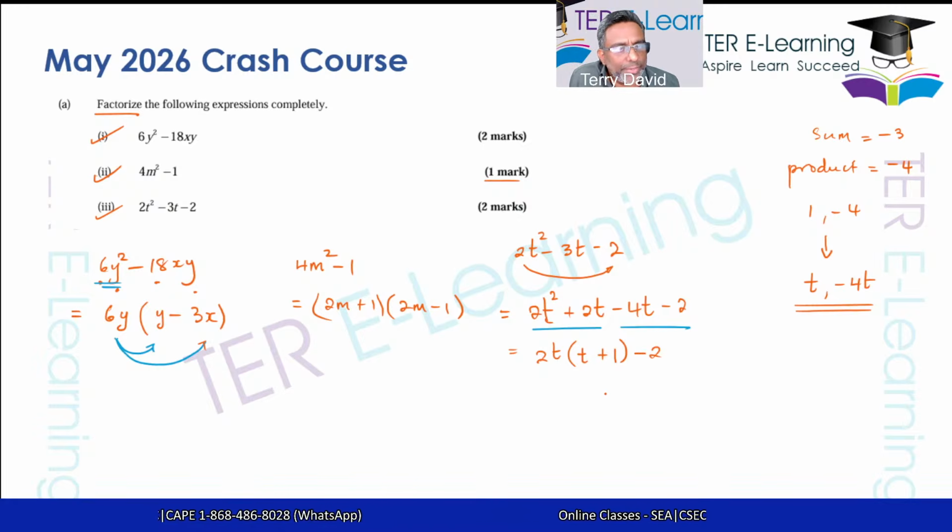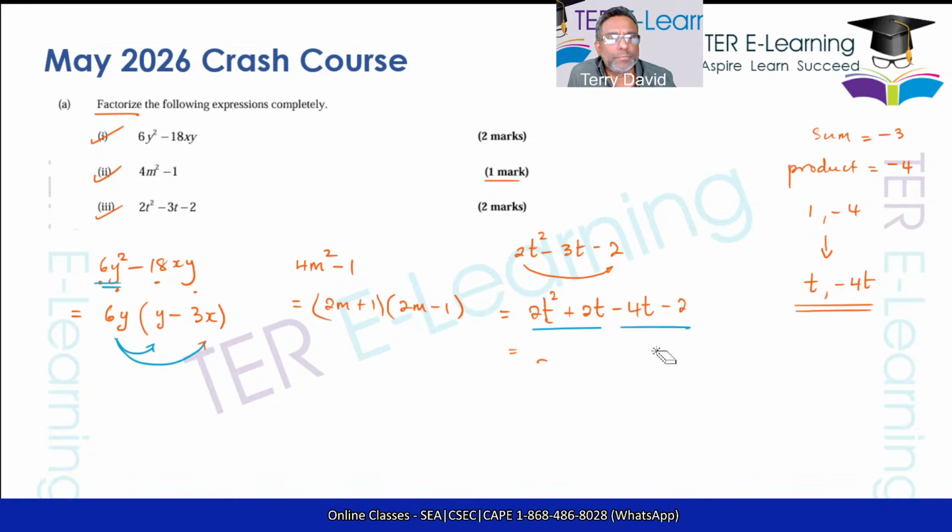Something looking wrong here. Hold on. Two t squared minus 3t minus 2, right? Oh, okay. I wrote something wrong. I feel I'm starting to get tired now. Right, this should have been 2t squared plus t minus 4.